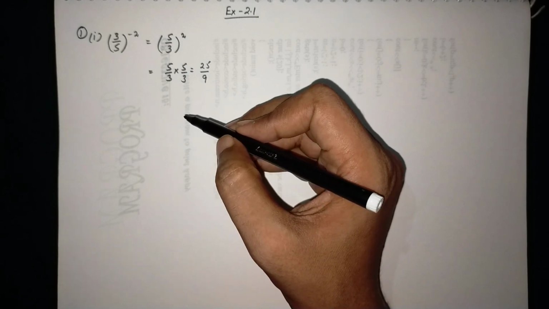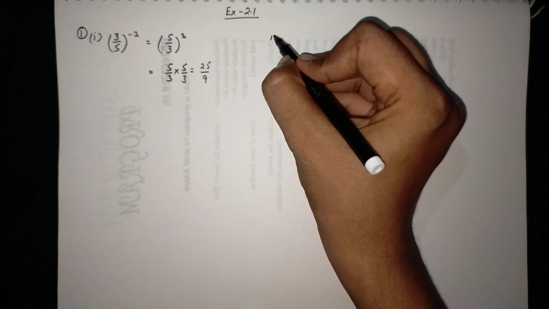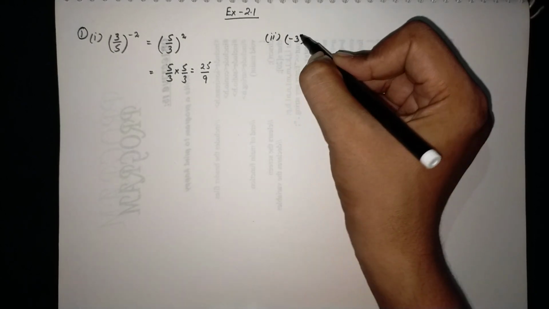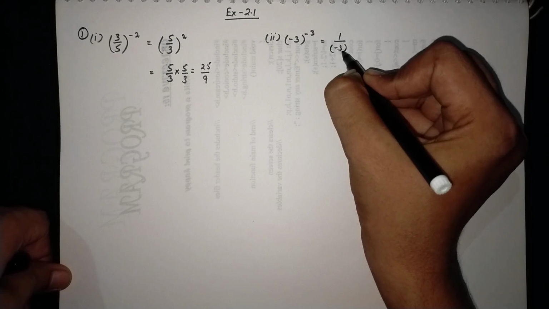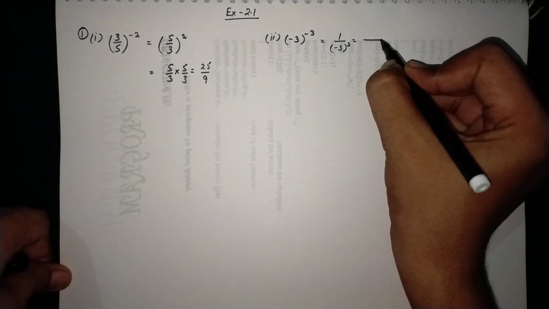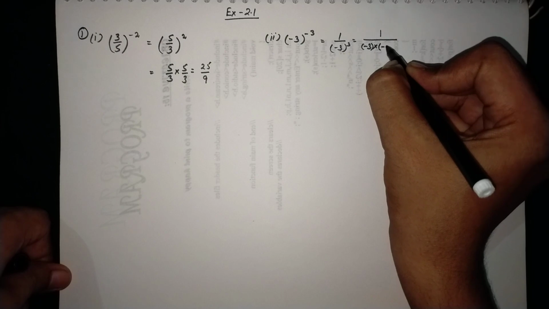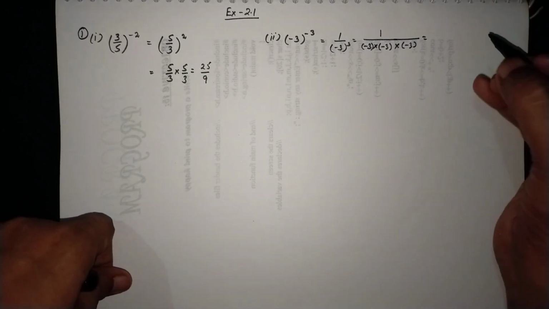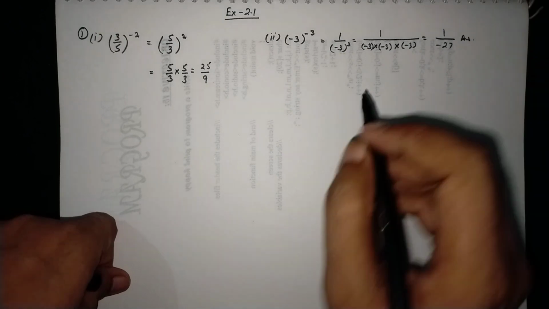Let's see one more part of this question, that is the second part. Here again we have a similar situation, that is minus 3 has a power of minus 3. So very first of all, make a reciprocal of this and you will get 1 upon minus 3 to the power 3. Now we can write this as 1 upon minus 3 into minus 3 into minus 3, and that equals 1 upon minus 27 as your answer.